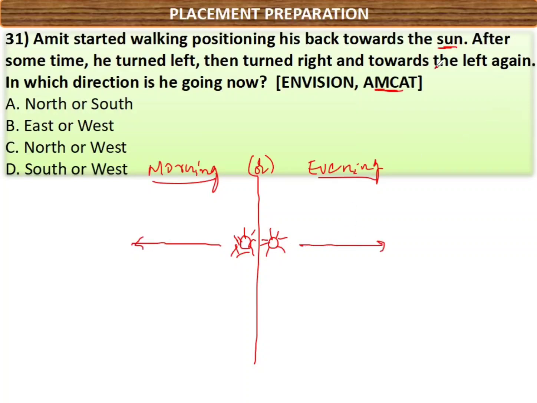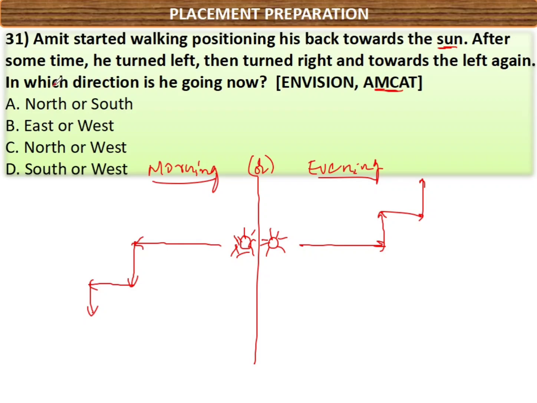Next, simultaneously let me draw the diagrams so that you will understand clearly. After some time he turned to his left. He is going like this, he turned to his left, means this side. Again he is going like this, he turned to his left, means upside. He turned to his left and then turned right. He is going like this, his right will be this side. He is coming like this, his right will be this side. And towards left again. He is going like this, left means this side. He is going like this, his left means this side.